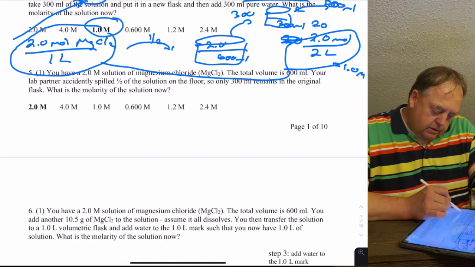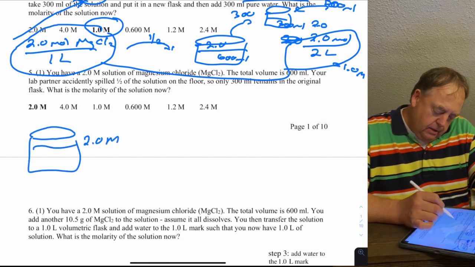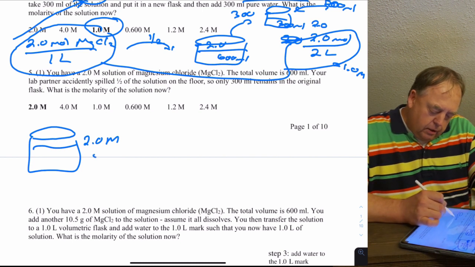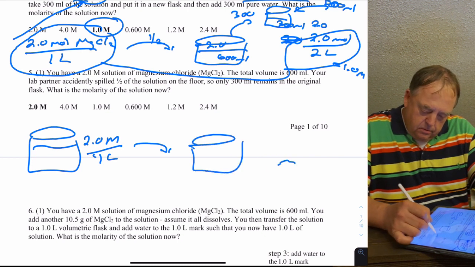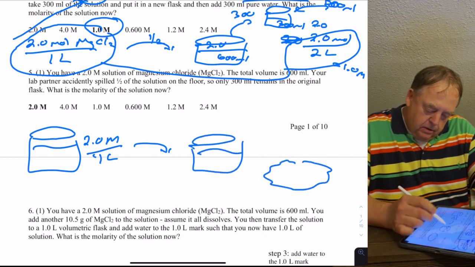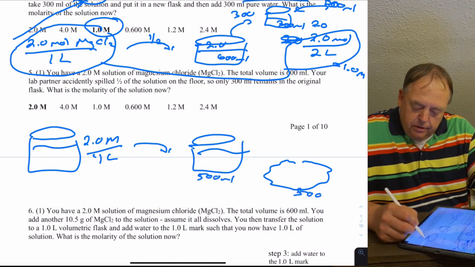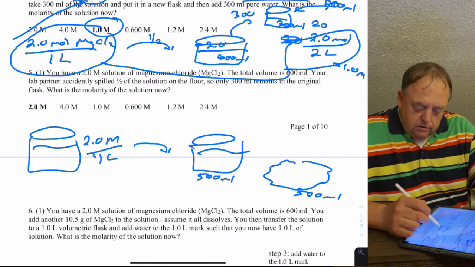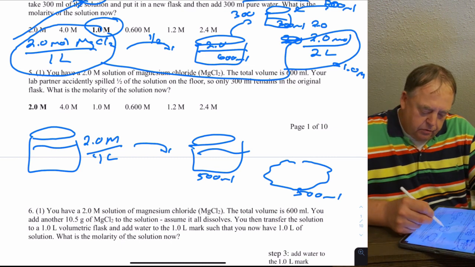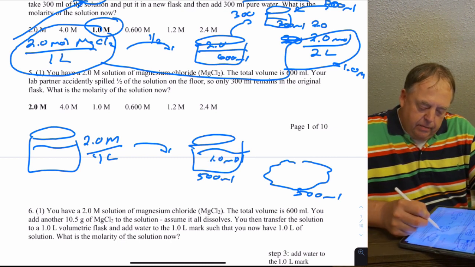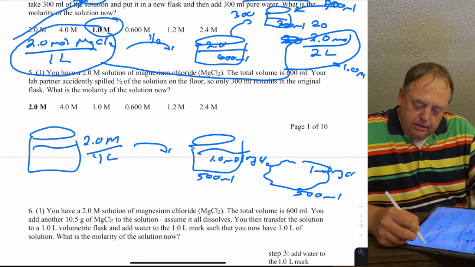Okay, so in this case, if you have a 2 molar solution, so 2 moles per 1 liter, and you spill half of it on the floor, so now there would only be 500 mL here, and there would be 500 mL here. So you spilled half of the liquid, but you also spilled half of the magnesium chloride as well. So that means there would be 1 mole of magnesium chloride left in the flask, and there would be 1 mole of magnesium chloride on the floor.